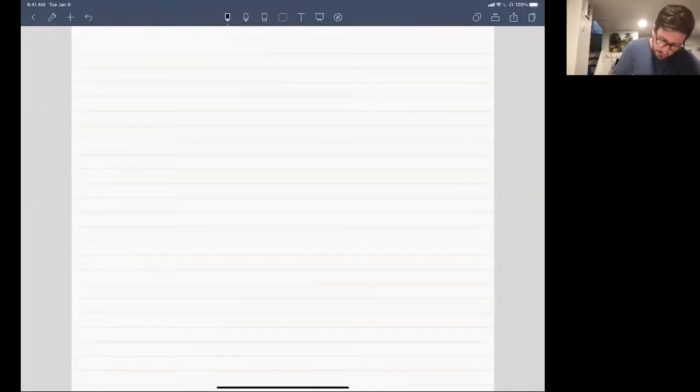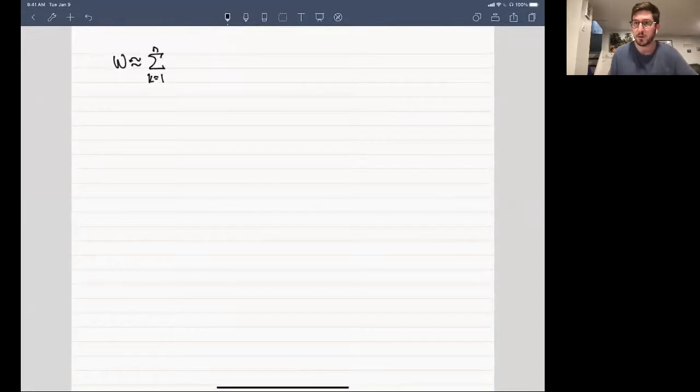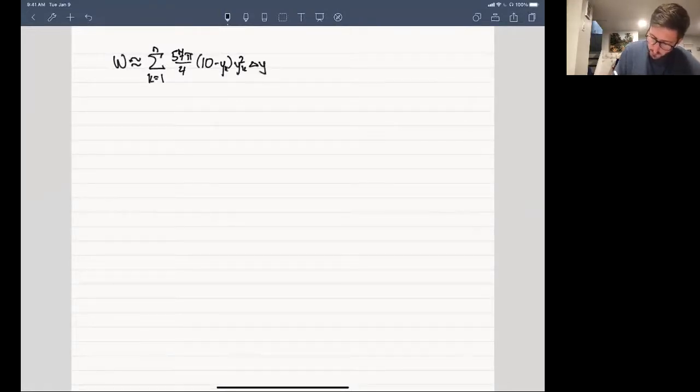This essentially tells us that the work is approximately equal to the sum over the number of partitions that we use to break up the y interval, and then each one of these little terms that we just computed. So 57 pi over 4, and then 10 minus y, y squared. Sorry, let's put a sub k on each one of these just so that everything looks right. Delta y, and this will be in foot-pounds.